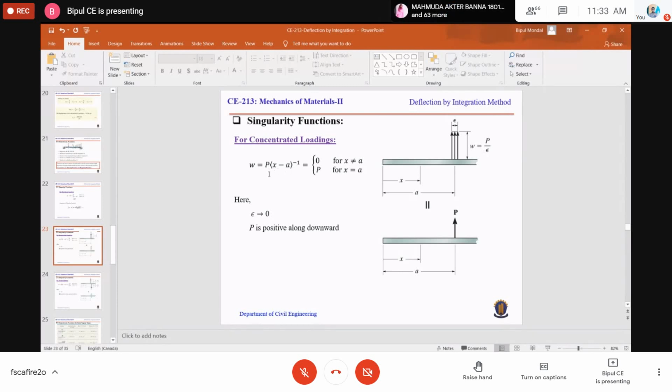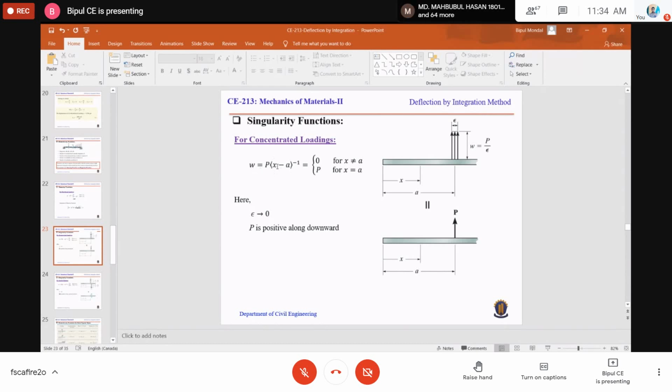That means force divided by length. Force is P divided by length. Length will be x minus a to the power -1. That means P by this one. Again, here the condition is if x is greater than or less than a, then it will be 0. Then W will be 0.